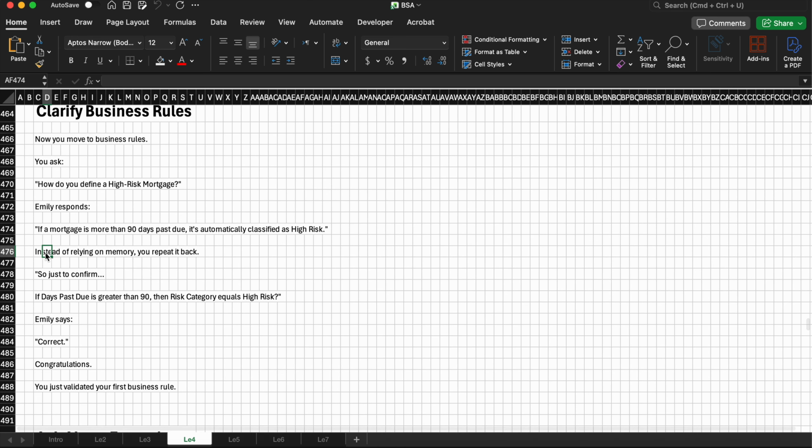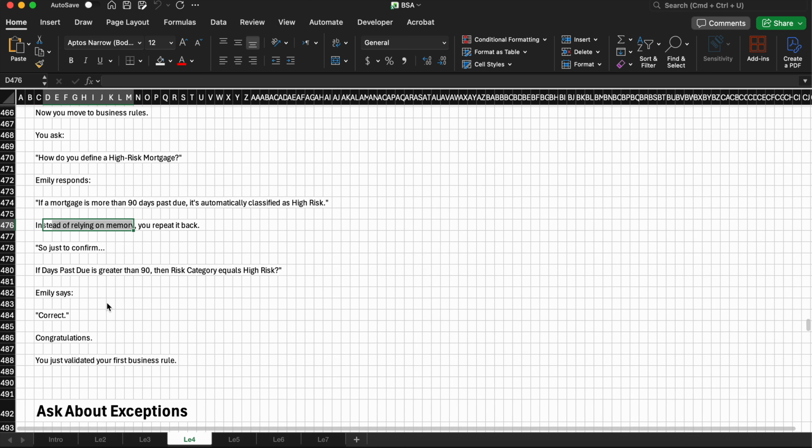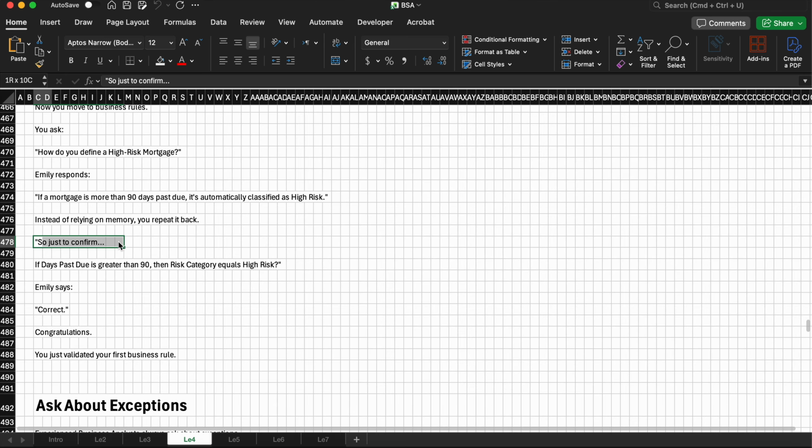So instead of relying on memory, you repeat it back, right? Just to confirm, you are confirming days past due. If days past due is greater than 90, you have to double confirm. There can be past due even for 1 day. The payment should clear from your account August 4th, but if it comes the next day, that's 1 day past due, and that's also classified as past due. 2 days, yes, past due. 1 month past due, so we are talking about another factor, high risk. You are confirming that rule.